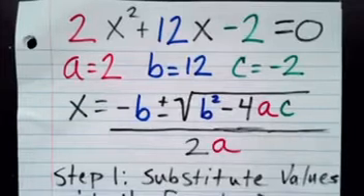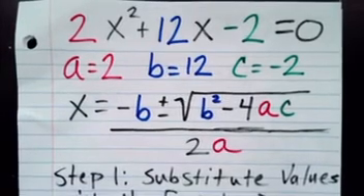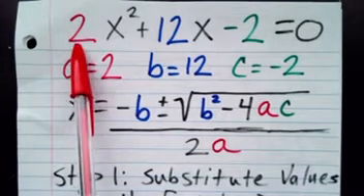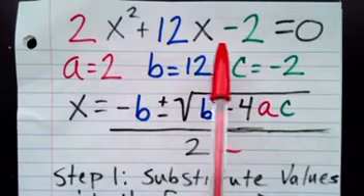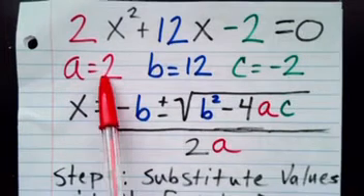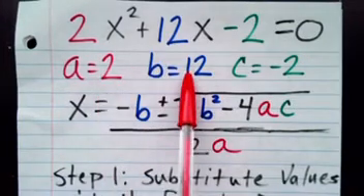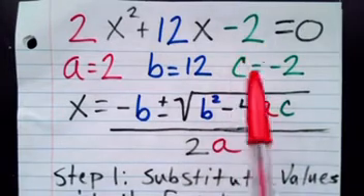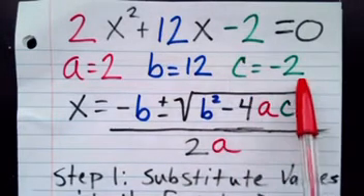Okay, welcome to part two, using the quadratic equation or formula to solve quadratics. So you can see this is an equation I made up, 2x squared plus 12x minus 2 equals 0. Remember, the number in front of the x squared is our a, the number in front of our x is our b, and the standalone constant, negative 2, is our c value.